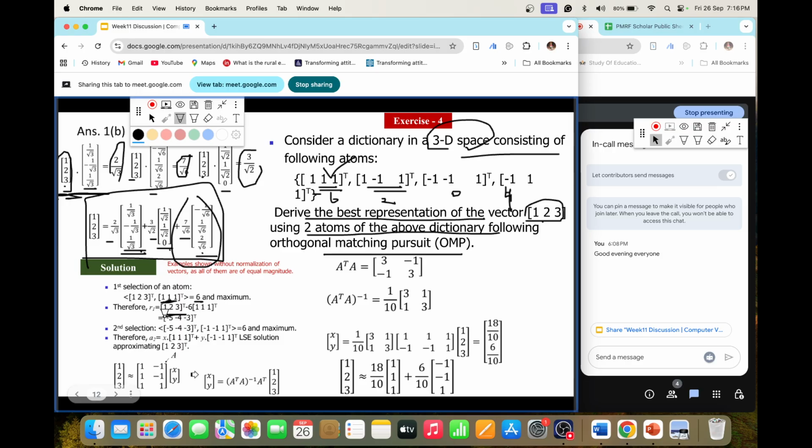Once you have taken it, you have to find the residue. How will we calculate the first residue? This is your original vector, or original data point, and you subtract the magnitude that we are getting multiplied by this. The magnitude we got is 6, and this is our first basis vector that we are choosing, so we get this.